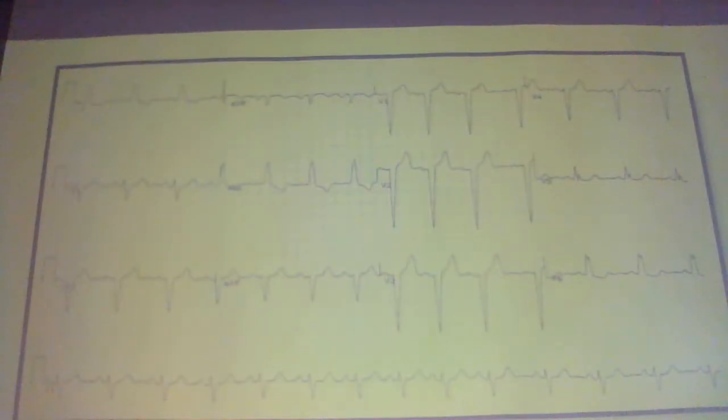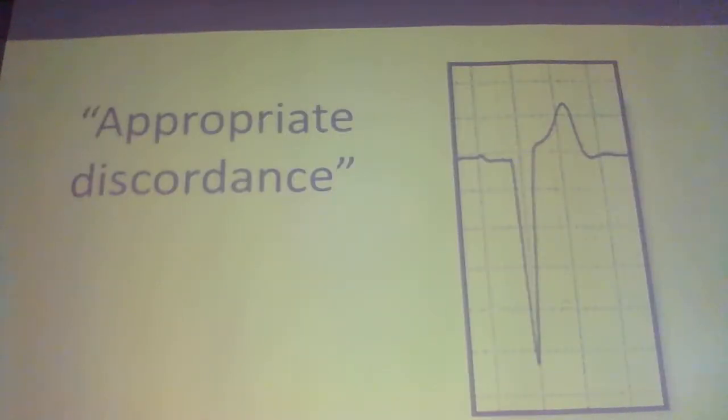Now, it's often said that in the presence of left bundle branch block, it's impossible to interpret ST segment changes on the ECG. But that's not true, and there are criteria available to help us recognise acute myocardial infarction in the setting of a left bundle branch block. And to a large extent, these criteria rely upon what is known as appropriate discordance.